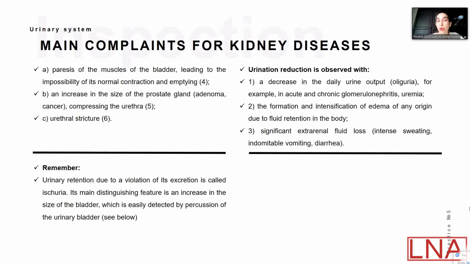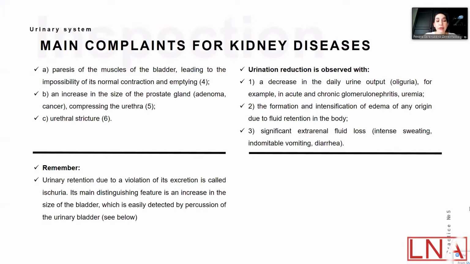And it's an important pathophysiological mechanism of anuria, and we discussed it when discussing anatomy. And the next cause can be urethral stricture, which also blocks and closes the way for excretion of the urine.